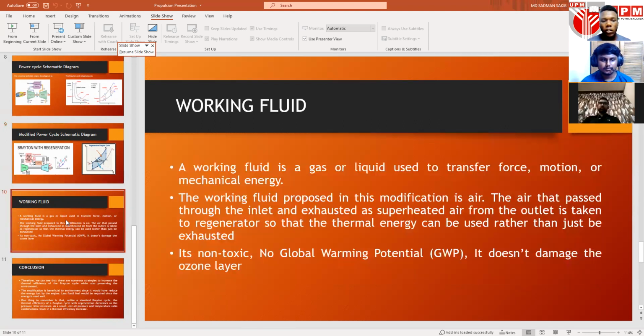The working fluid for this engine is going to be air. A working fluid is the gas or liquid used to transfer force, motion, or mechanical energy. We can use air because it is non-toxic, has no global warming potential, and doesn't damage the ozone layer.